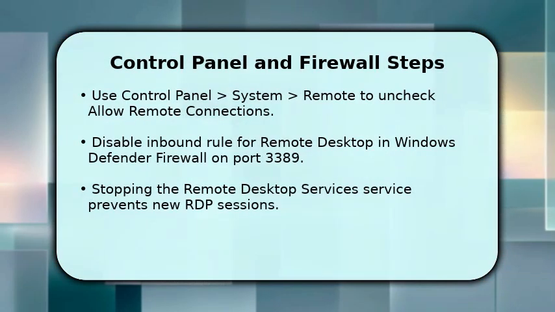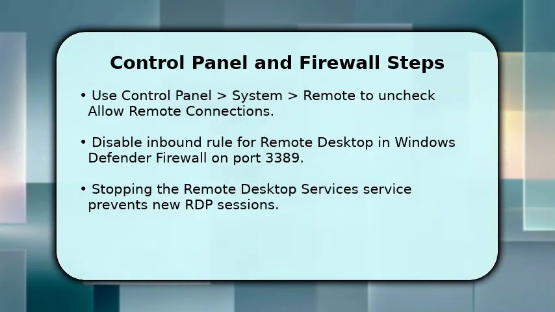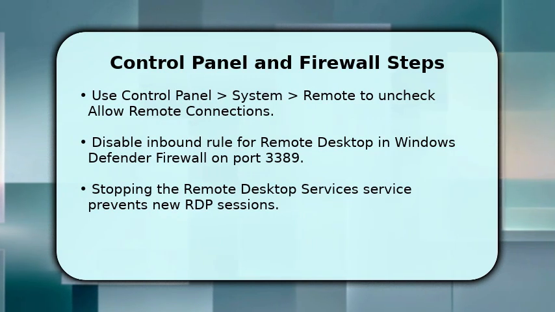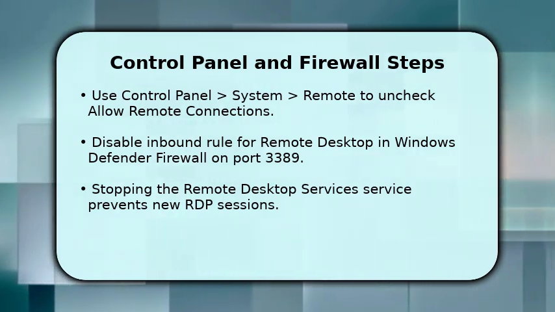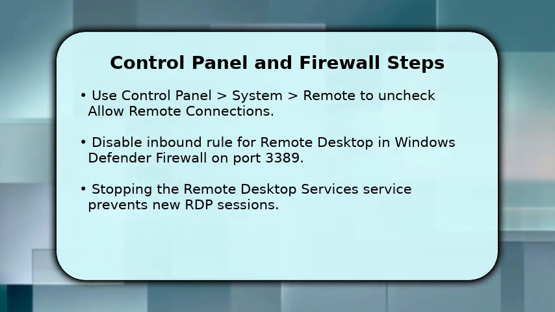Next, open Windows Defender Firewall and choose Advanced Settings to view inbound rules. Find rules named Remote Desktop and disable the rule allowing TCP port 3389 to block network access.